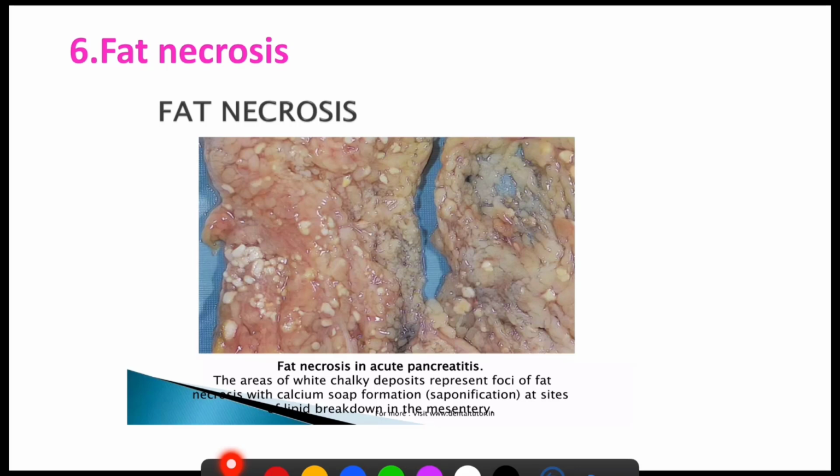Now fat necrosis. The most common example of fat necrosis is acute pancreatitis. So here the specimen shows the pancreatic tissue as well as surrounding fat, and here these are the white chalky deposits present in this focus of fat, and this is called saponification, and this is due to enzymatic necrosis of fat. So this is fat necrosis.